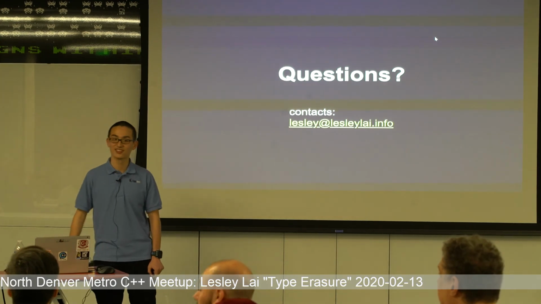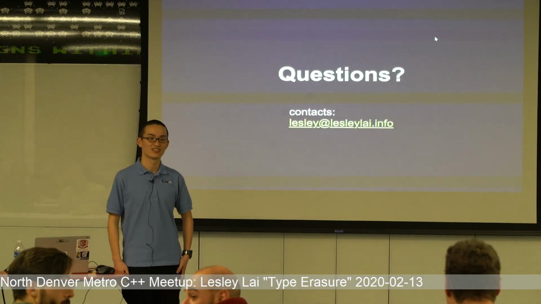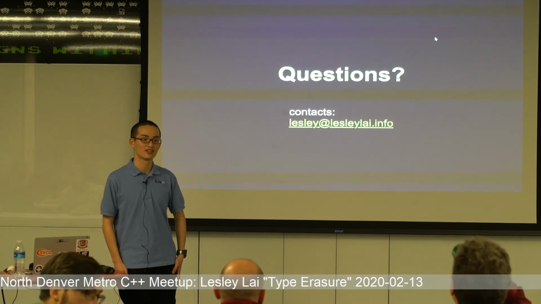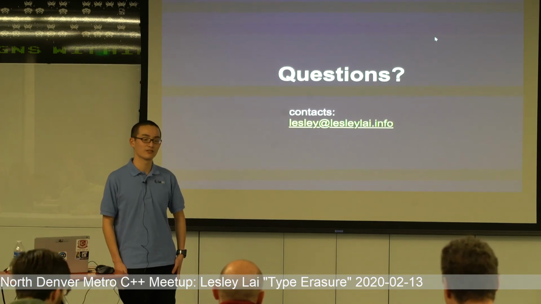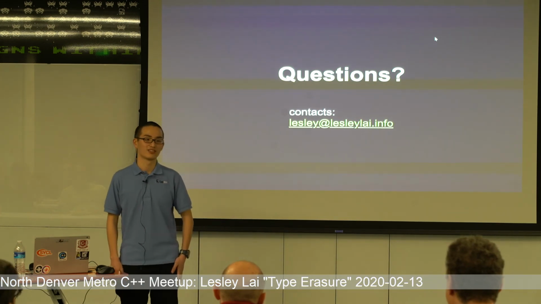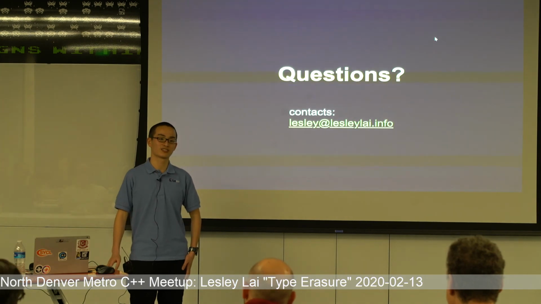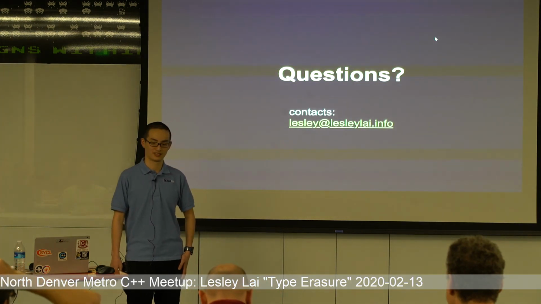Yeah, questions? So you mentioned this is a proposal. Where is it in the standard? Is it in C++20 or is it? Unique function, you mean? Yeah, unique function. Not in 20. Okay. Yeah, but one of the ideas I want to show is this kind of thing is not that hard to implement.